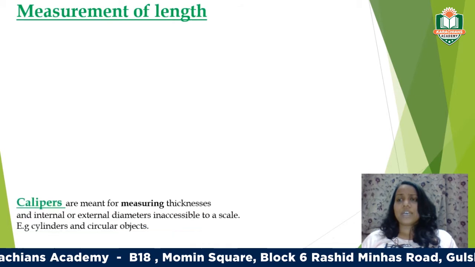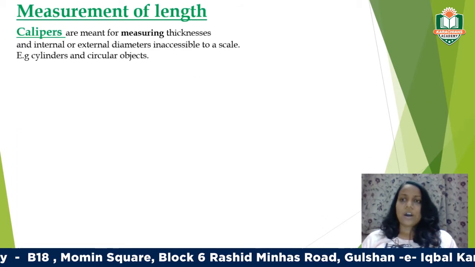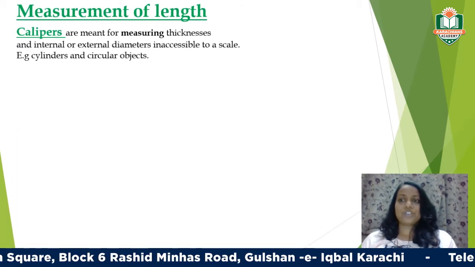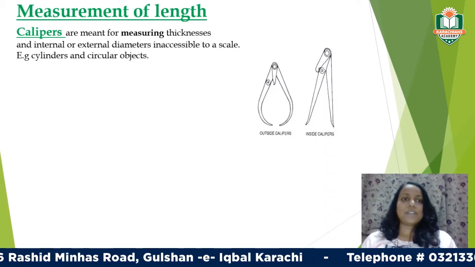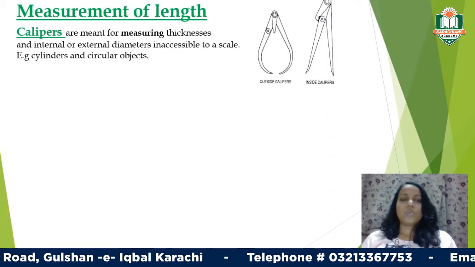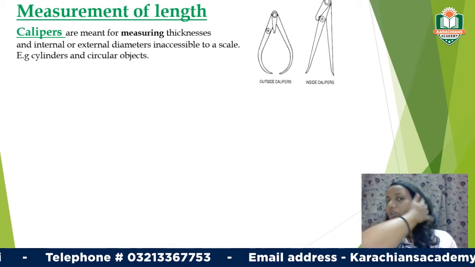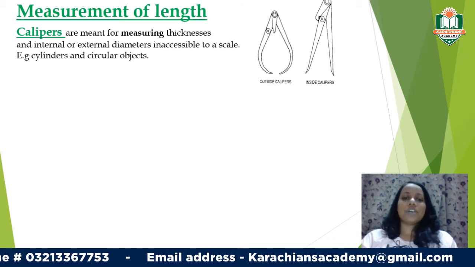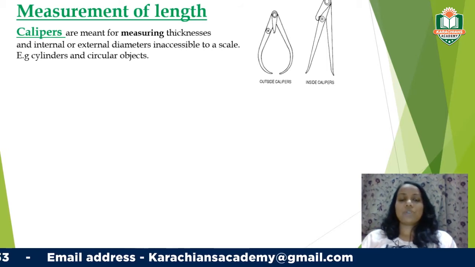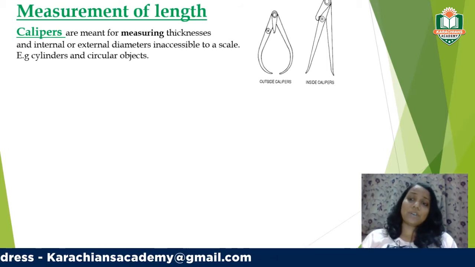Next we have is your calipers. A caliper is an instrument used to measure thicknesses as well as internal or external diameters, which cannot be done by using a normal meter ruler, right, or a normal measuring tape. So when you look at the diagram, you have your outside calipers and you have your inside calipers.